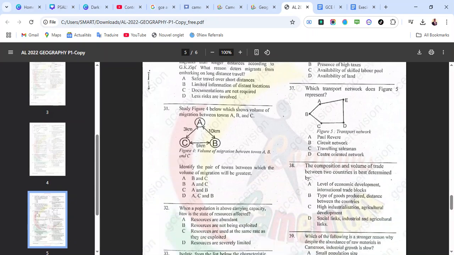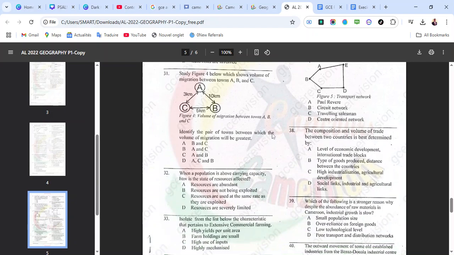Study figure 4 below, which shows the volume of migration between towns A, B, and C. Identify the pair of towns between which the volume of migration will be greatest. Correct answer for 31 is C, which is A and B. So A and B migration is going to be greatest.